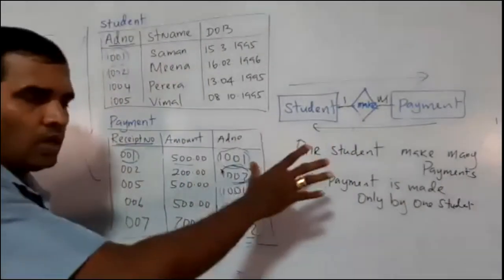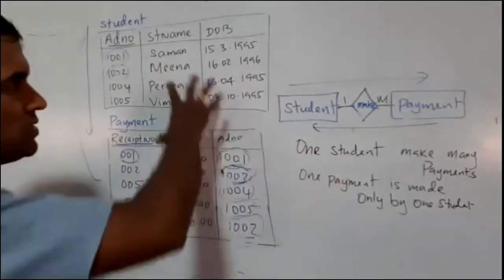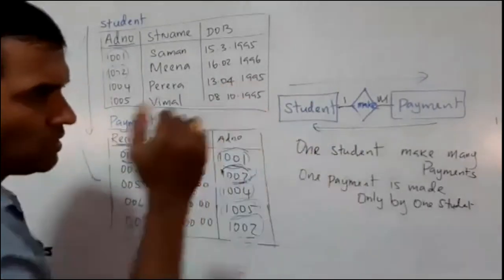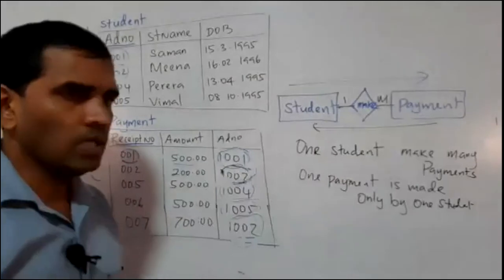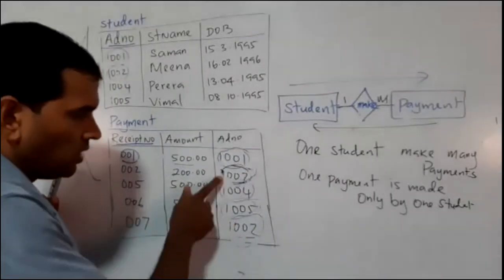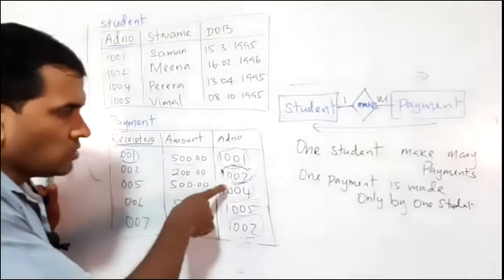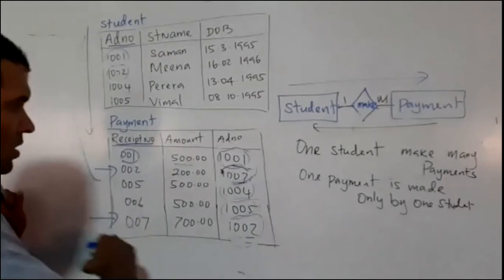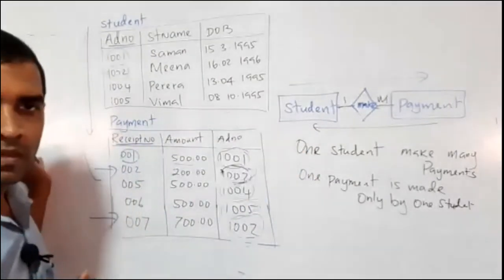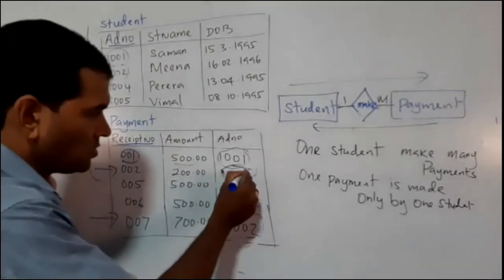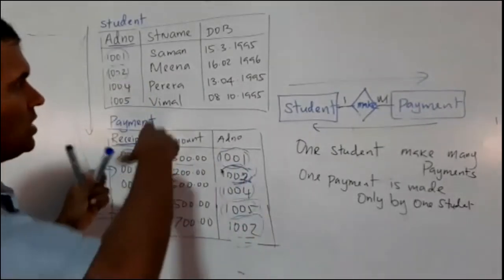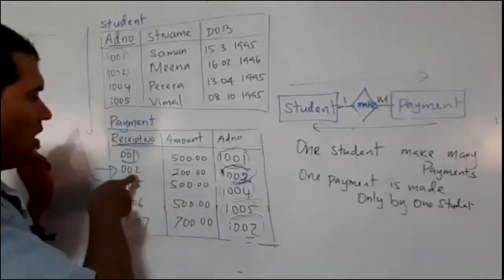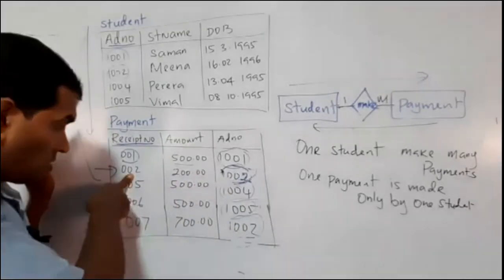You can understand such sentences if we take these 2 tables again. Let's understand the first sentence: one student makes many payments. Look here, 1002 entered twice. I already explained, right? When you take the second record and the last record, you can understand the first sentence. One student, which means 1002. Who is it? Meena. Meena made 2 payments. Meena paid 200 rupees and got 002 as a receipt.